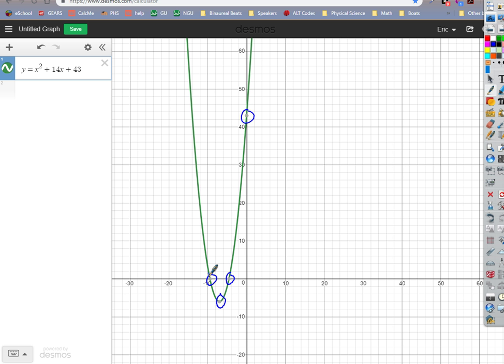So that's Desmos' way. So phone should be away right now. And can you close that up for me too?